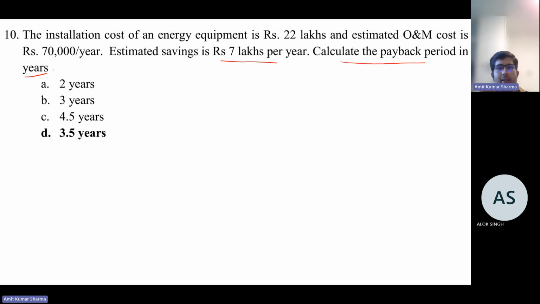Third year it will be 15 lakh. Fourth year it will be 20 lakh. And after fourth year and before the end of fifth year, you will have 22 lakhs. So that time will be your payback period. So with this much saving, you will get your invested money back in this much time. That is the payback period.